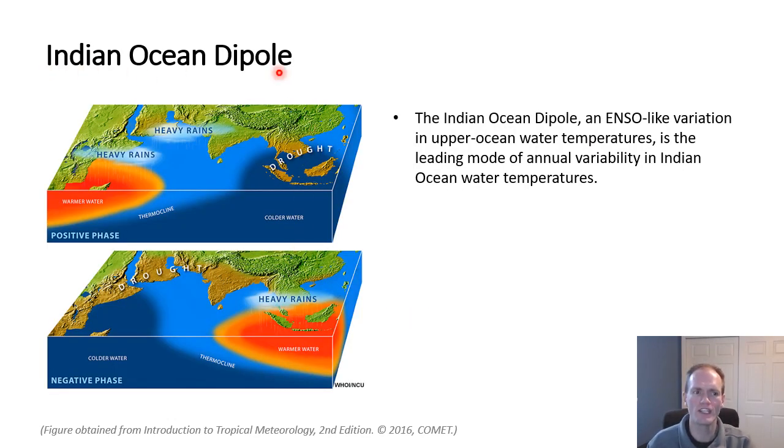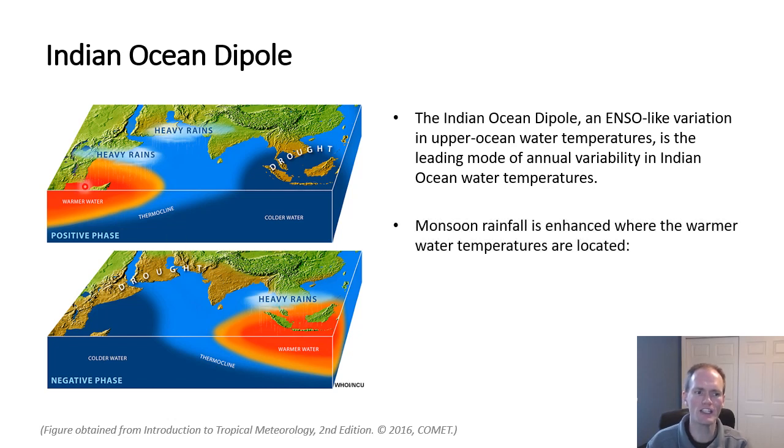Finally, we also have this Indian Ocean dipole, which is noted before as an ENSO-like variation in upper ocean water temperatures between the western and eastern equatorial Indian Oceans. And it has positive and negative phases that are perhaps the opposite of what we see with ENSO, where the positive phase of ENSO is associated with warmer east, colder west. Here, the positive phase of the Indian Ocean dipole is associated with warmer west and colder east, whereas the negative phase is associated with colder west and warmer east for upper ocean temperatures.